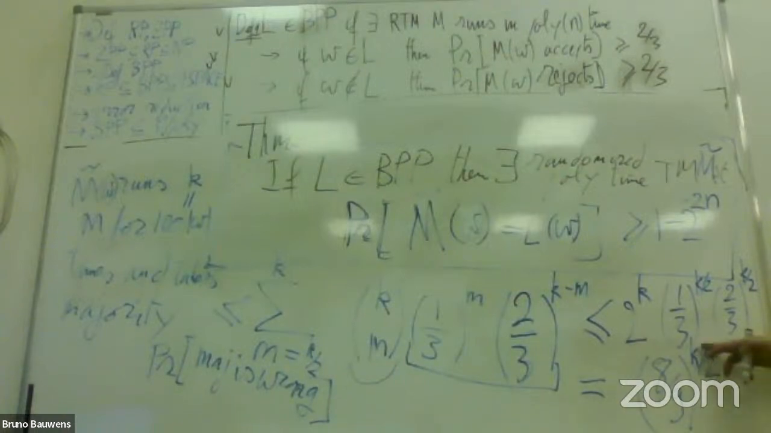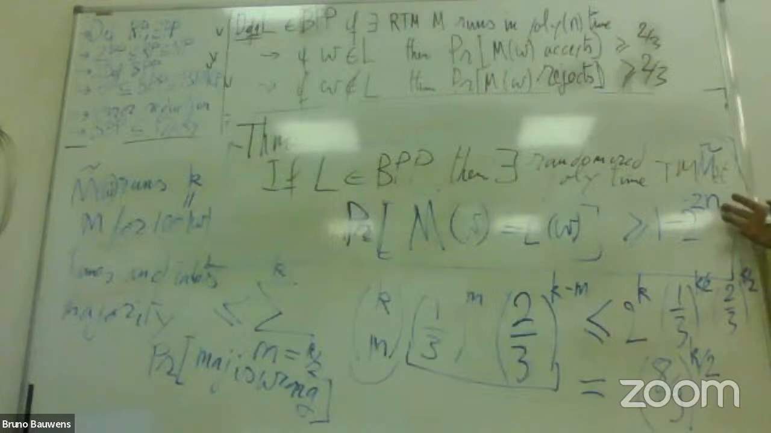Now K is equal to 100 times N. And so that means that the probability to be wrong is bounded by 2 to the power minus N. So I chose 100 large enough so that all these coefficients work. Okay, and so we've proven this theorem. So it's a pretty short proof, so you can remember it. Okay, let's say it again.